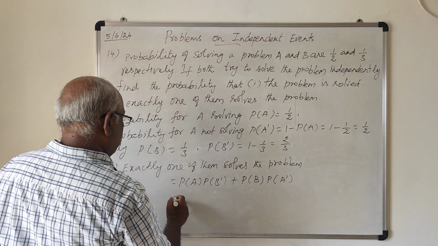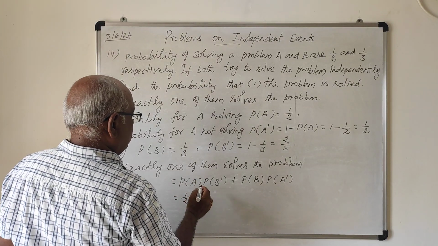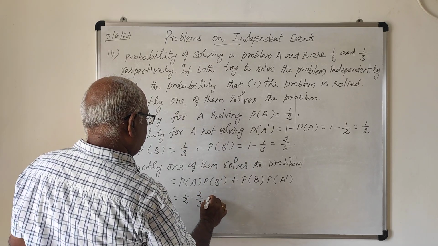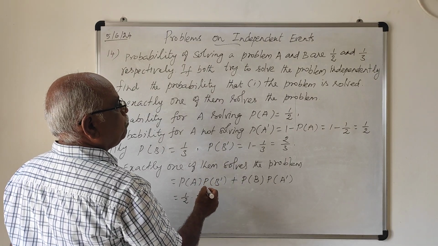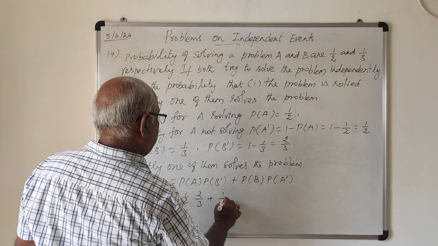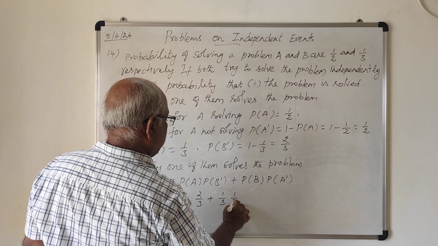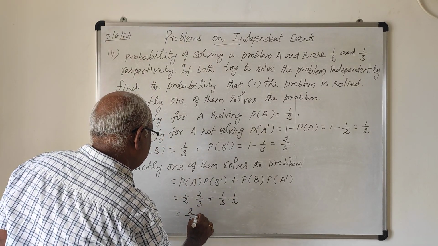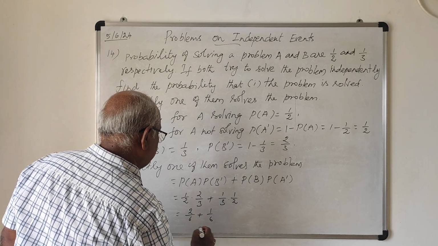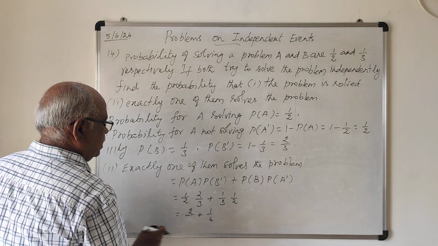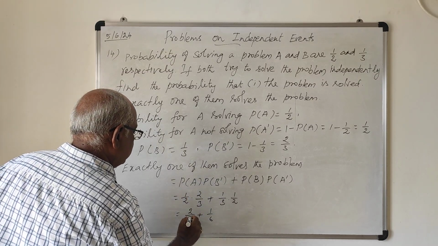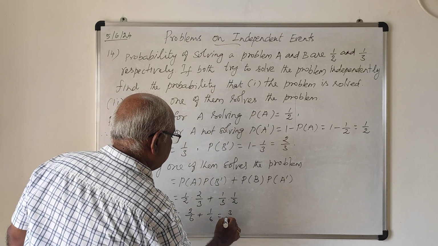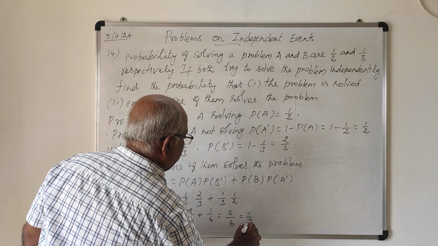In this case, the probability of A is 1 by 2, the probability of B dash is 2 by 3, plus the probability of B is 1 by 3 and the probability of A dash is also 1 by 2. So this is equal to 2 by 6 plus 1 by 6. This is 1 into 2, 2 by 6, plus 1 into 1, 1 by 6. That is equal to 3 by 6, that is equal to 1 by 2.